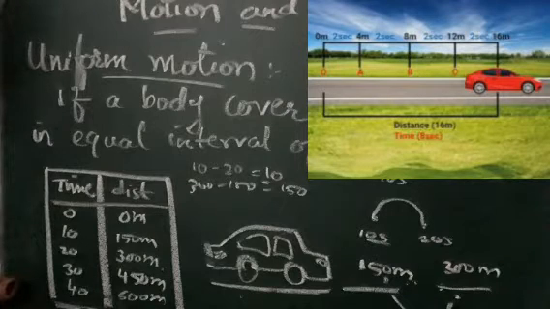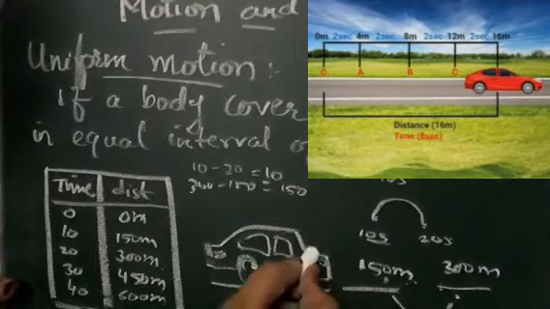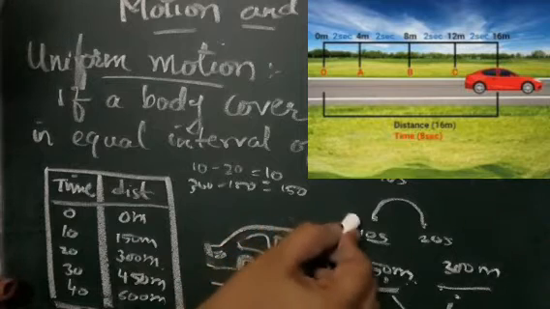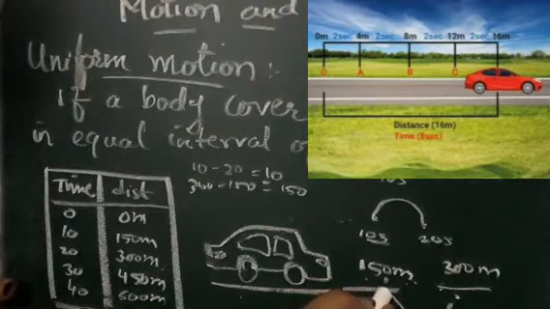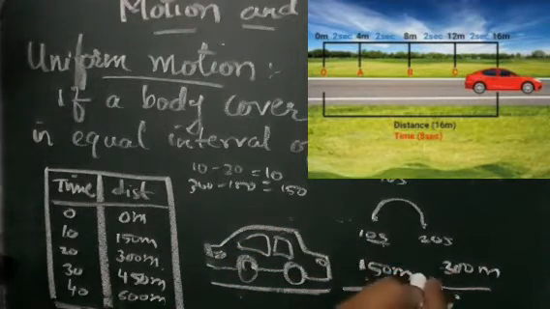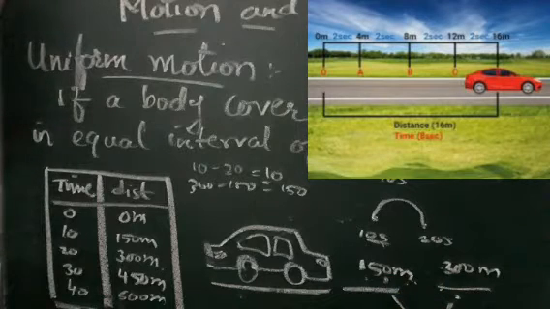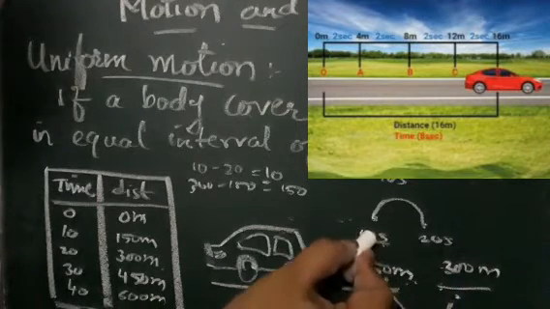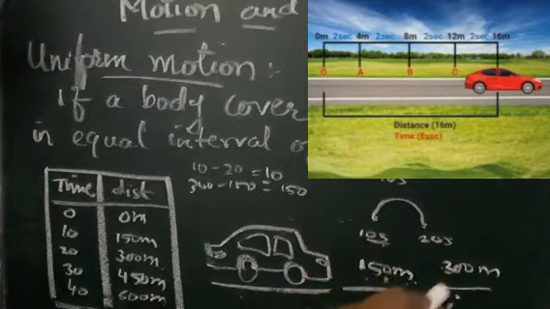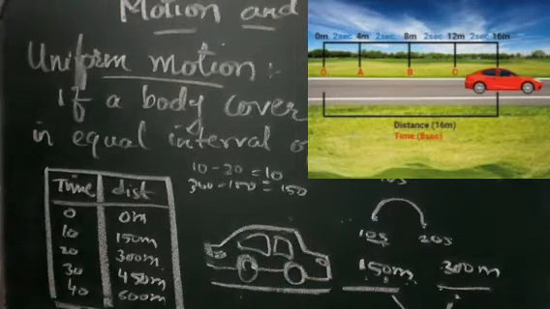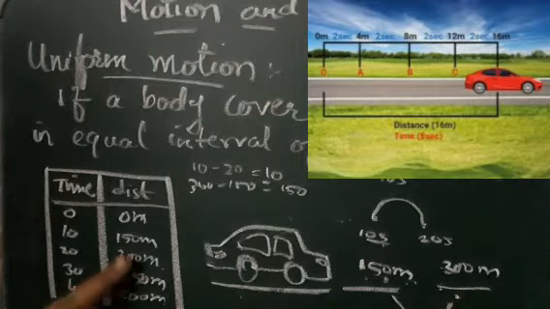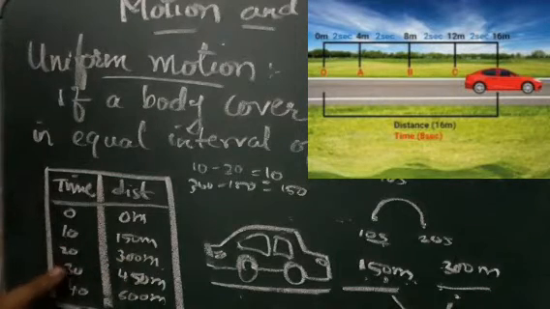Yes, 150 meters. That means at the start also, in 10 seconds, it has traveled 150 meters. Then again in this second section also you can see that in 10 seconds it has traveled 150 meters. Similarly here also, if you subtract 300 from 450 you will get again 150, and 20 minus 30 again you will get 10. That is again in the next 10 seconds it has traveled 150 meters.